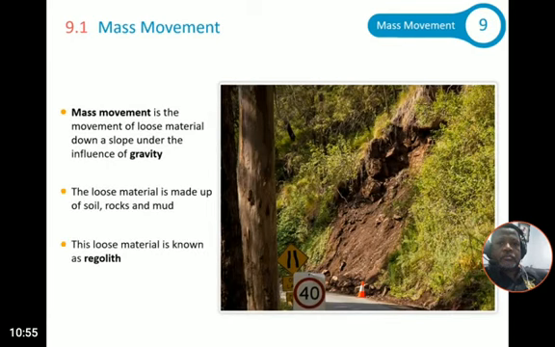So, what is mass movement? Okay, so mass movement is the movement of loose materials from the earth. Examples of these are soil, stones and mud, and together they're called regolith, and they move down a slope under the influence of gravity.